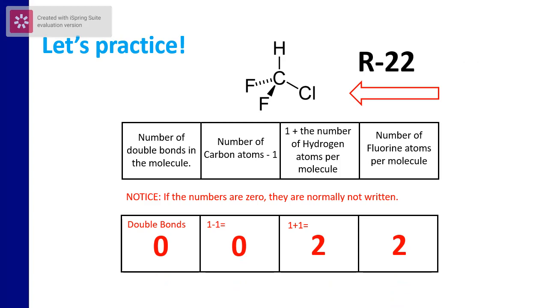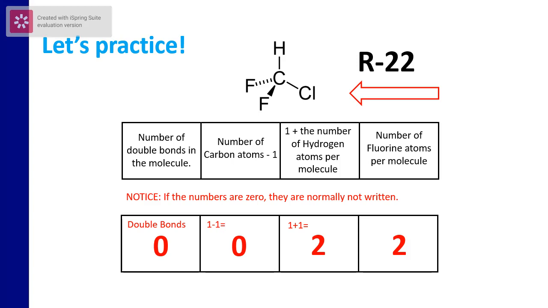On your screen, you see a refrigerant's molecule. Step 1. You can count the number of fluorine atoms. How many Fs do you see? The answer is 2, and that is our first number from right. Step 2. How many hydrogen atoms can you count? The answer is 1, add 1 to it, so the second number will be 2.